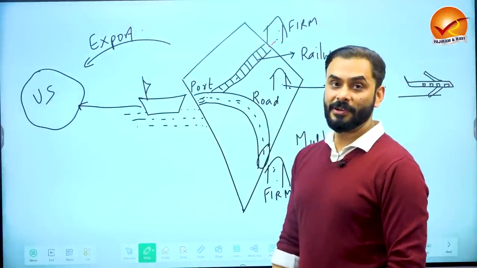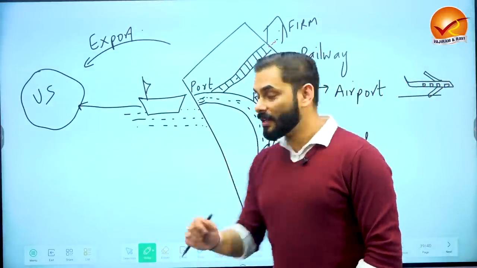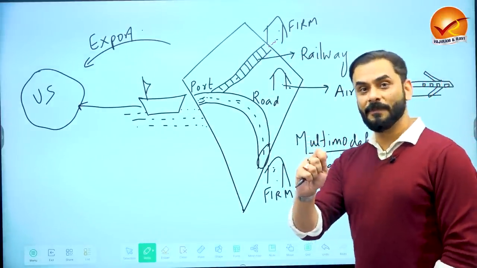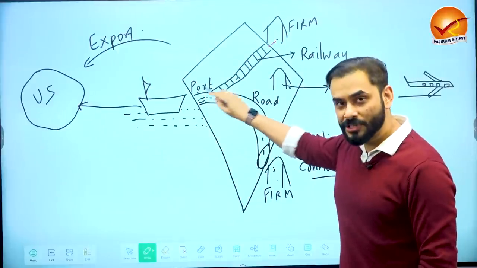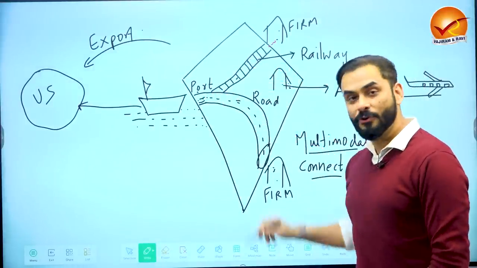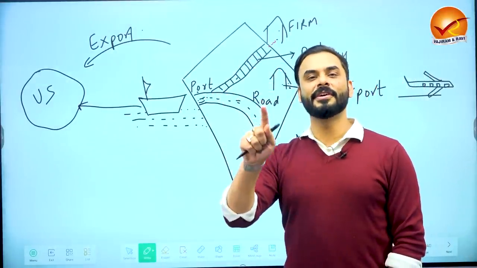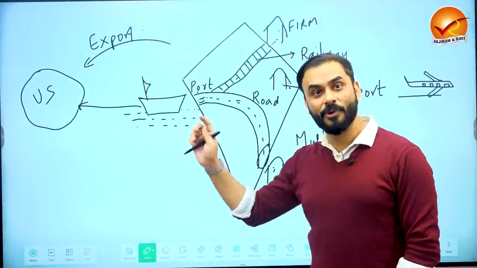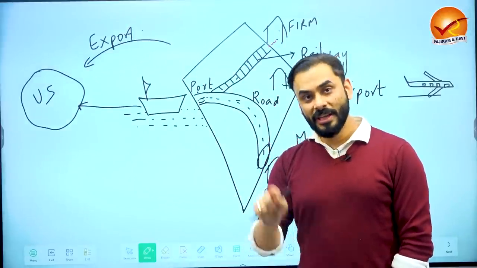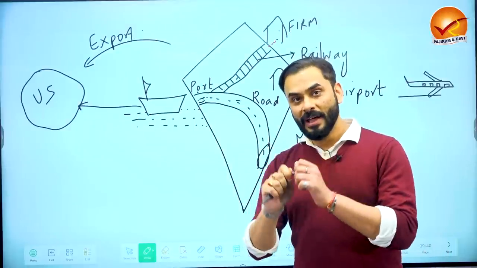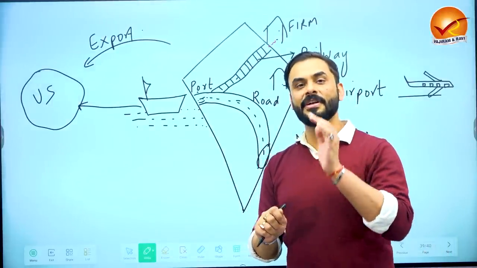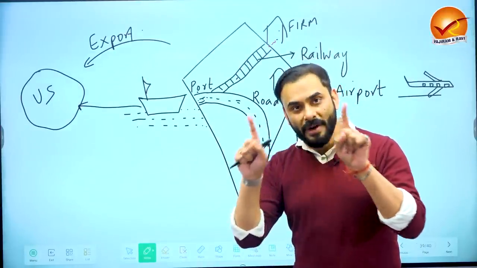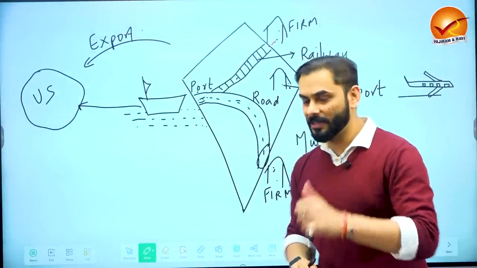What did you observe? Did you observe that we need multimodal connectivity? We need a strong connectivity so that our ports, airport, railway and road all are connected with each other in an efficient manner. So that if you need to use road, railway or airport, they are all ready, right? So we need to create an infrastructure system where there is interconnectedness between different means of transportation, infrastructure, so that the movement of goods become smooth, isn't it?